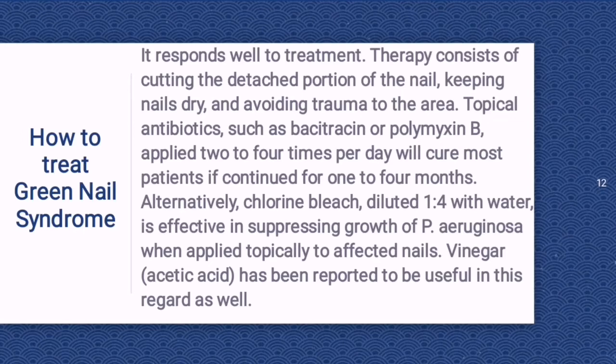Topical antibiotics such as bacitracin or polymyxin B applied 2 to 4 times per day will cure most patients if continued for 1 to 4 months. Alternatively, chlorine bleach diluted in a 1 to 4 ratio with water is effective in suppressing growth of P. aeruginosa when applied topically to affected nails. Vinegar or acetic acid has been reported to be useful in this regard as well.